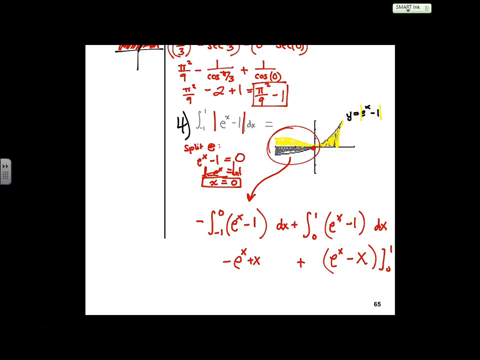Can I just switch both signs? Is that okay? I'm just switching both signs, multiplying in by the negative. This guy is going to be from negative 1 to 0. How are we doing?